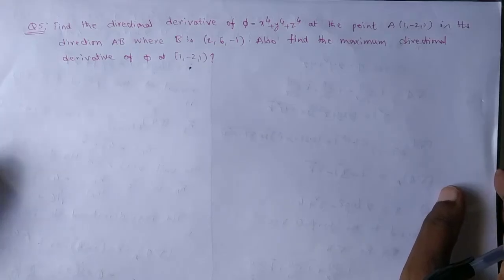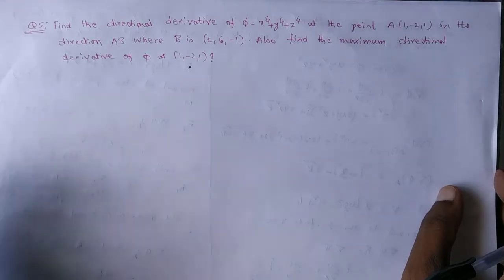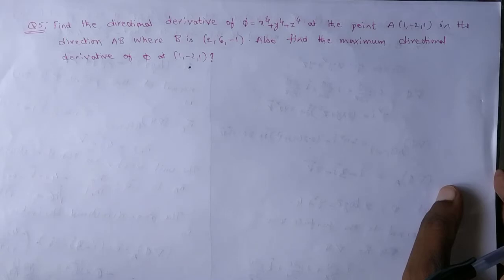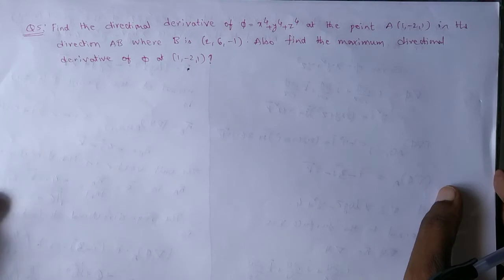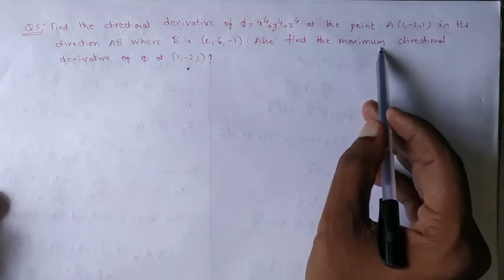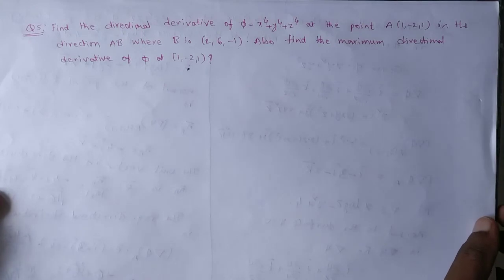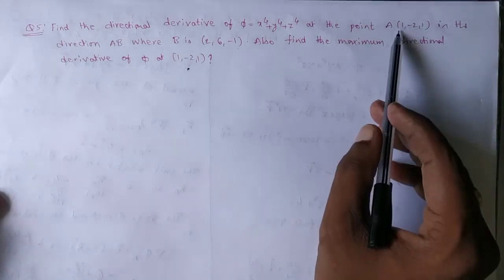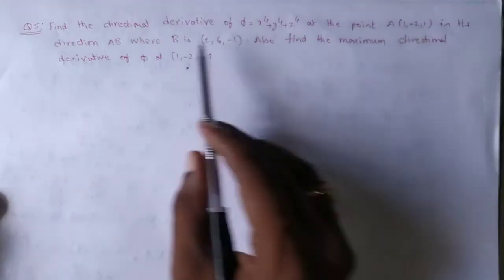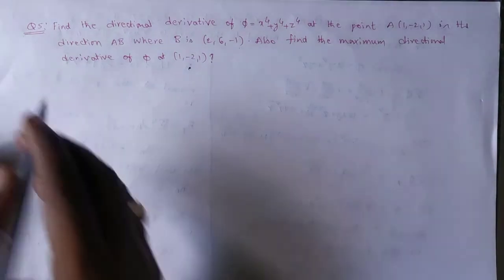So the next question is like this: find the directional derivative of phi, that is x power 4 plus y power 4 plus z power 4, at the point A of (1, -2, 1) in the direction of AB, where B is (2, 6, -1), and also we have to find the maximum directional derivative of the function phi at (1, -2, 1). It is a slight difference between the last problem and this problem. We have to find the vector which passes through the points A and B. So in that direction we have to take the unit vector. So we just calculate the answer here.